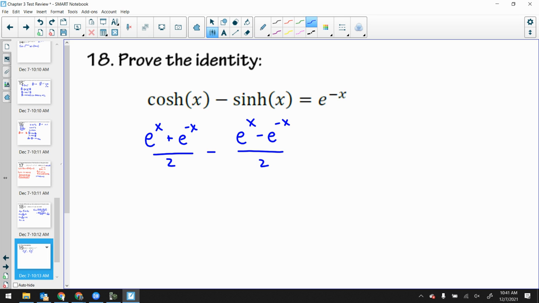Okay, well, I've got common denominators, which is convenient. So this is all over 2, e to the x plus e to the negative x. And now let's distribute. This is minus e to the x plus e to the negative x. Well, that is convenient, isn't it? Because now this gives me, okay, I've got e to the negative x plus e to the negative x.